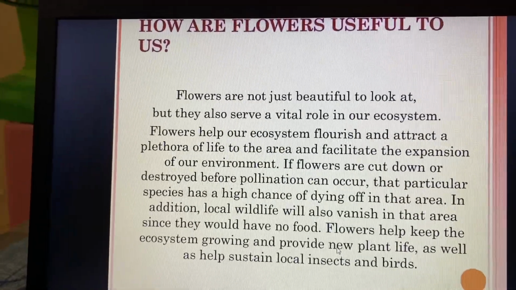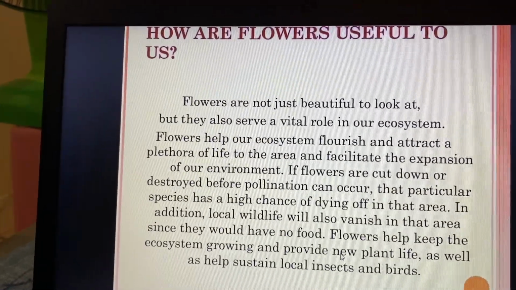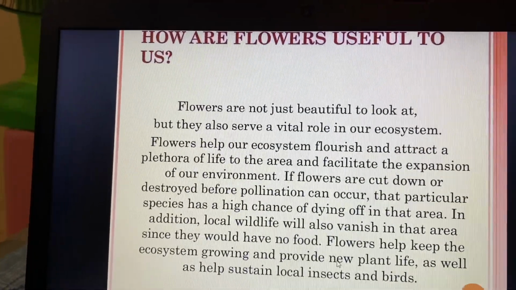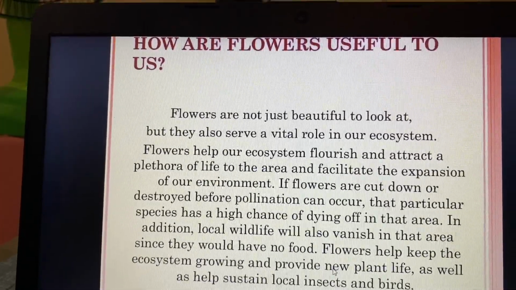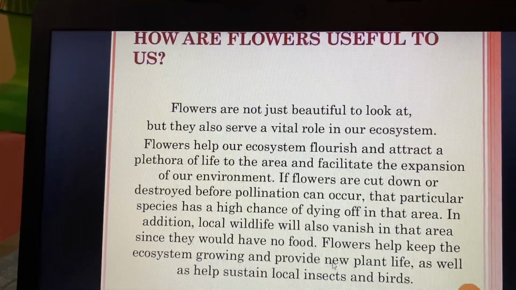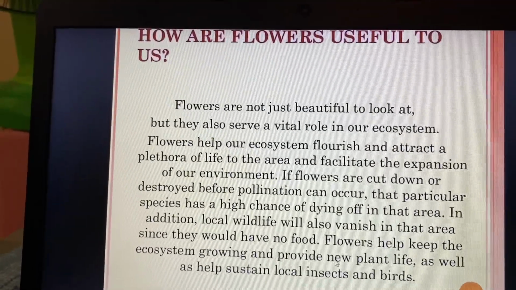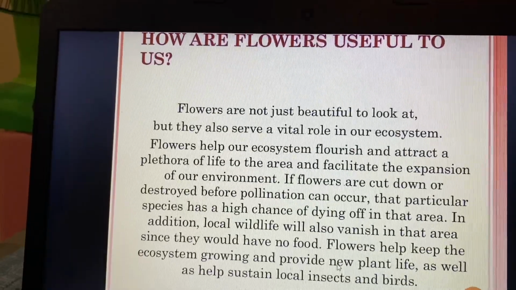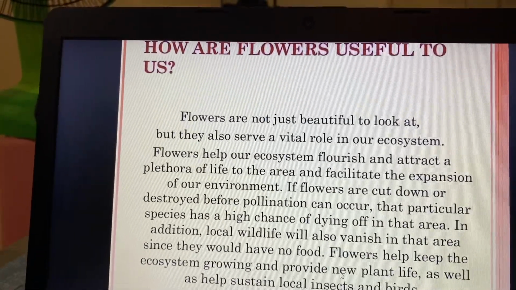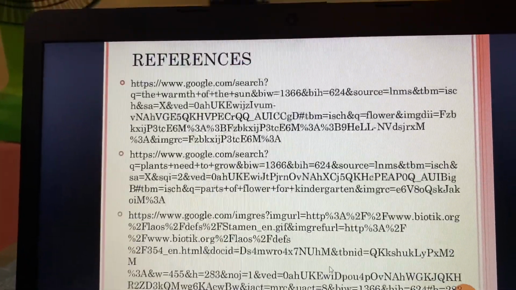Okay, how are flowers useful to us? Flowers are not just beautiful to look at, but they also serve a vital role in our ecosystem, and flowers help our ecosystem flourish and attract a plethora of life to the area and facilitate the expansion of our environment. And also flowers help keep the ecosystem growing and provide new plant life, as well as help sustain local insects and birds.